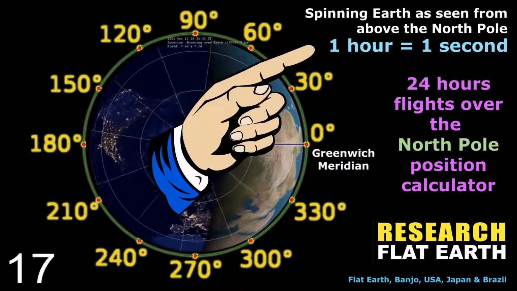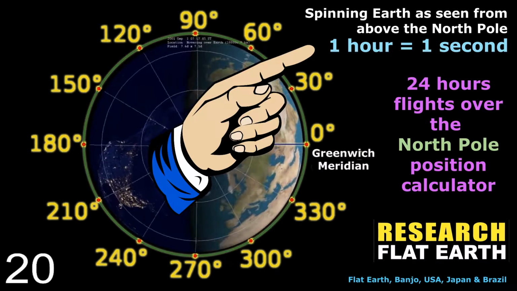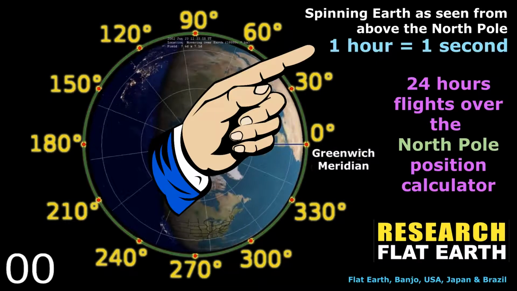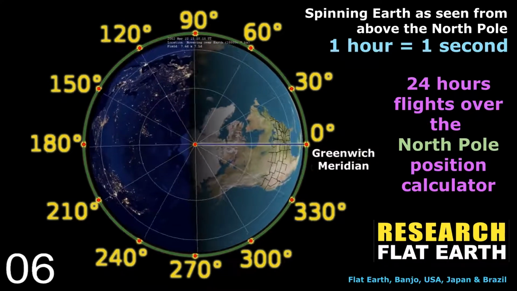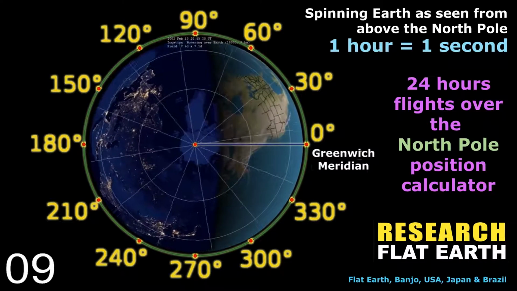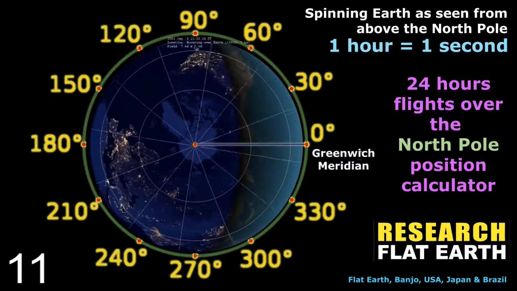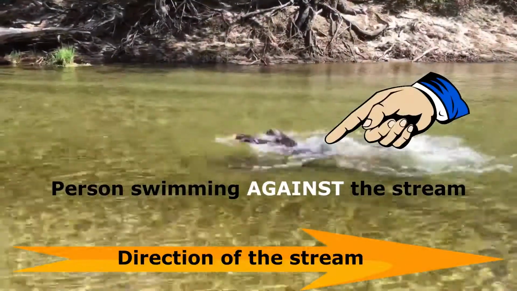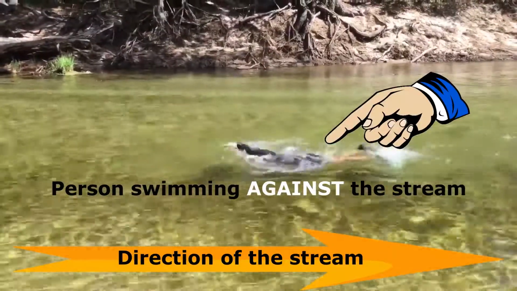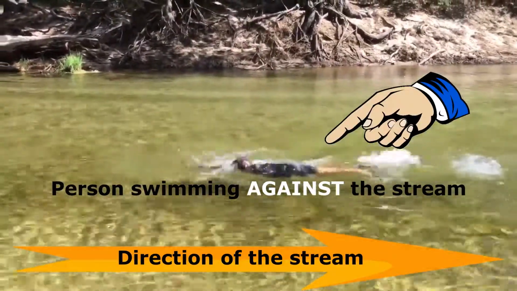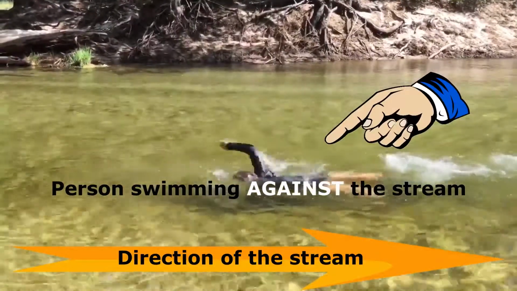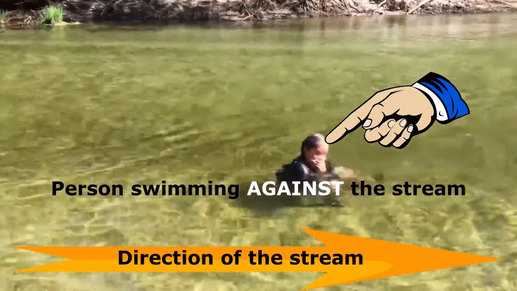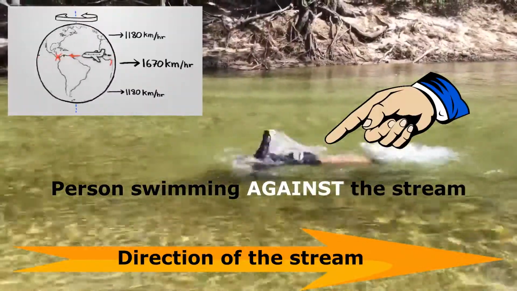For example, a flight that takes 8 hours over the pole, we're gonna set the timer and see where this flight starts and where it finishes. We will briefly look at some of flights flying from west to east and from east to west, as globe believers claim that they should take the same time, the same effort, the same amount of fuel, when we know it does not. You can look at this person trying to swim against the stream.